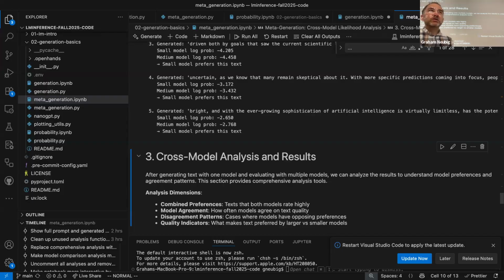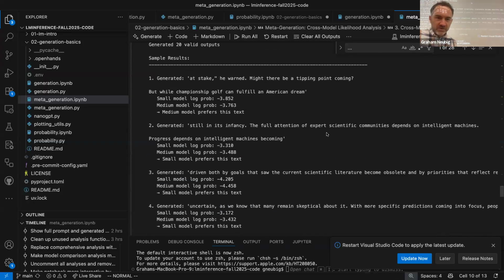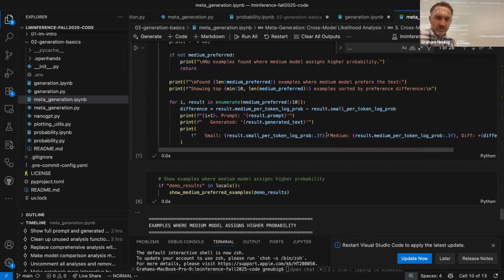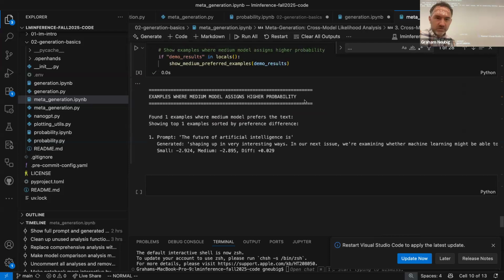And so let's say we wanted to find the output where the medium model preferred it more than the small model by the largest margin. And hopefully I can do that if we get more than one. Let me see if this works.